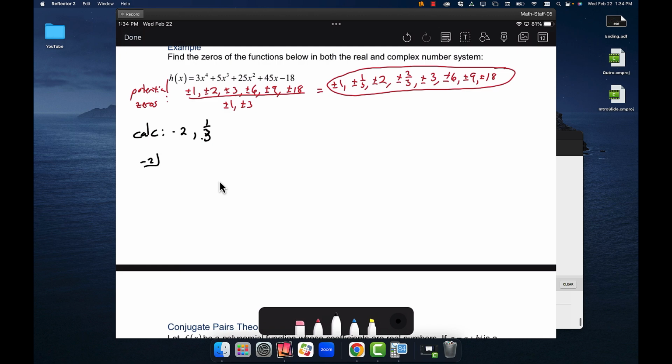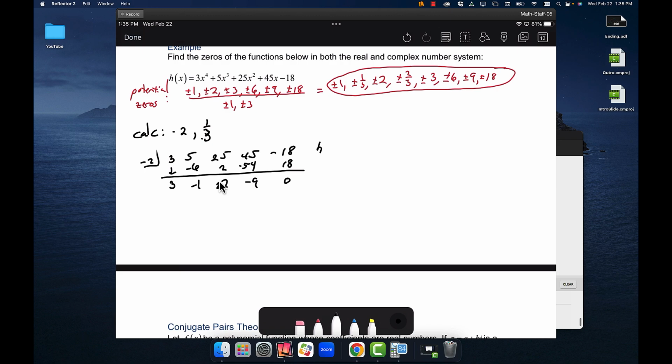And we'll use synthetic division. So copy the coefficients of the original h, and we'll go through and do our division. Bring down the 3, multiply, add, multiply, add, multiply, add, multiply, add, and notice we get a 0. That's what we were hoping. We wanted to get a 0 remainder.